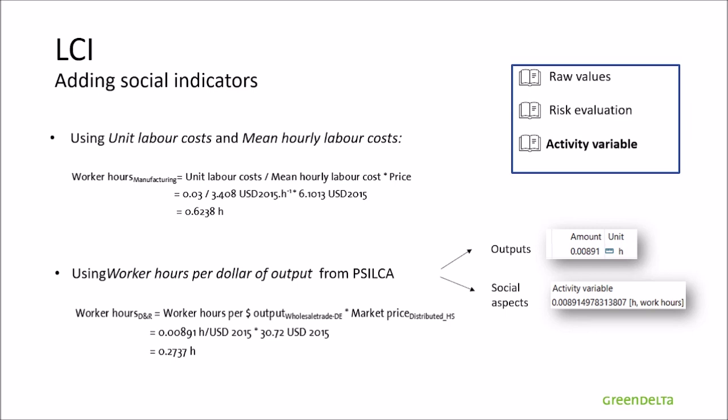So we used the representative PSILCA sector that we defined earlier, the proxy sectors just a couple of slides before. With distribution and retail, it uses the wholesale trade in Germany as a proxy. So you have to multiply this value by the market price of the output, the main output of the process, and you get also worker hours.